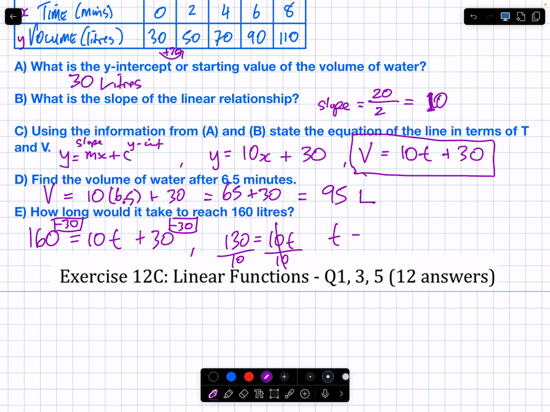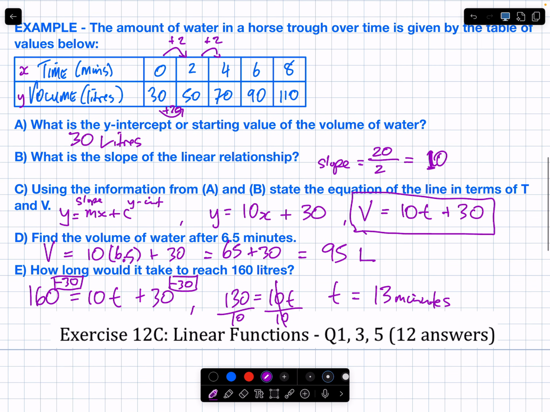So t is going to be 13, sorry. 13 minutes. Good catch. So you can see our table doesn't contain 160 litres. We could have extended it if we wanted to, but that's a waste of time. We've got the equation here.